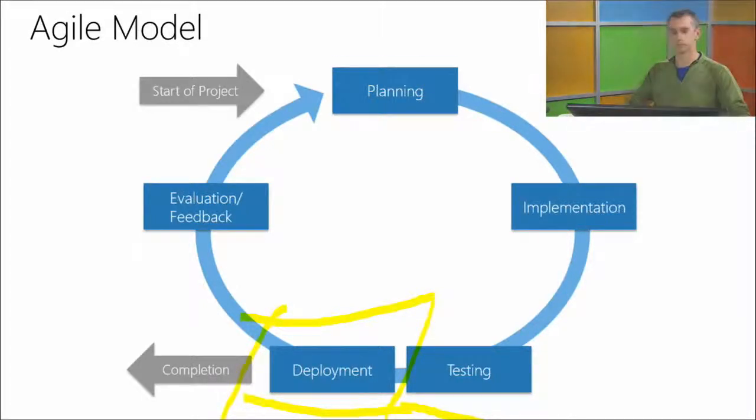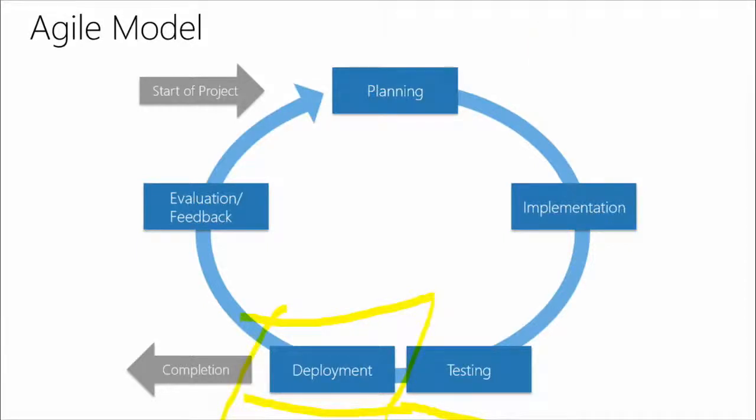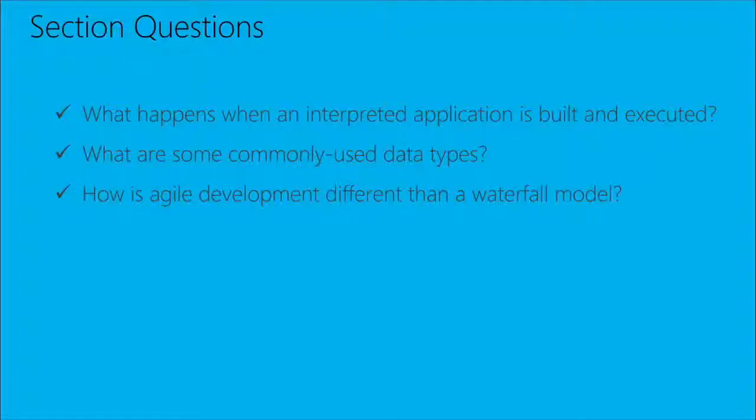Cool. That's excellent. So we have a number of section questions that we want to try to answer. First, what happens when an interpretive application is built and executed? The important thing to remember here is it's compiled into an intermediate language, and then it's translated by the just-in-time compiler into native code.